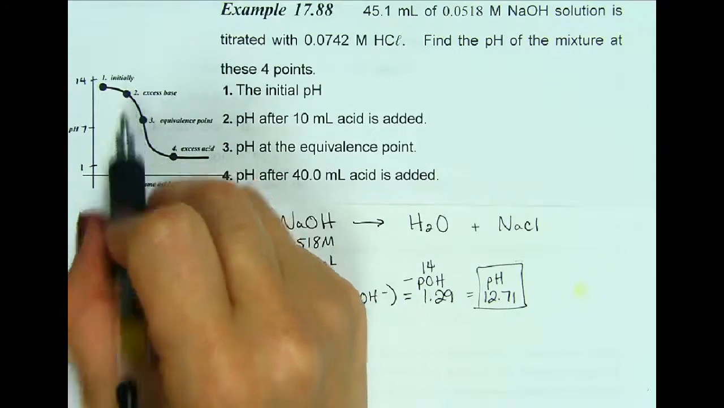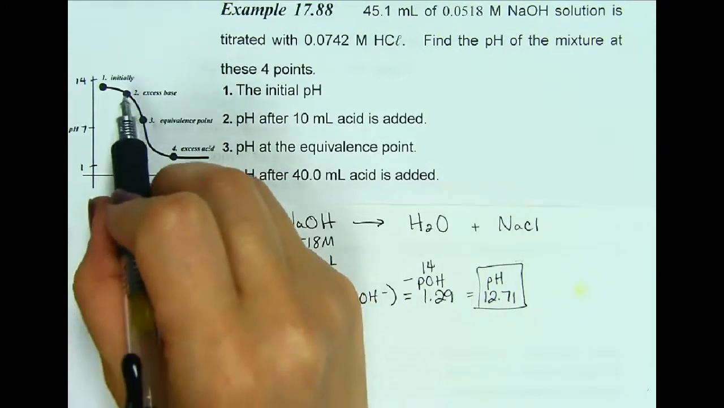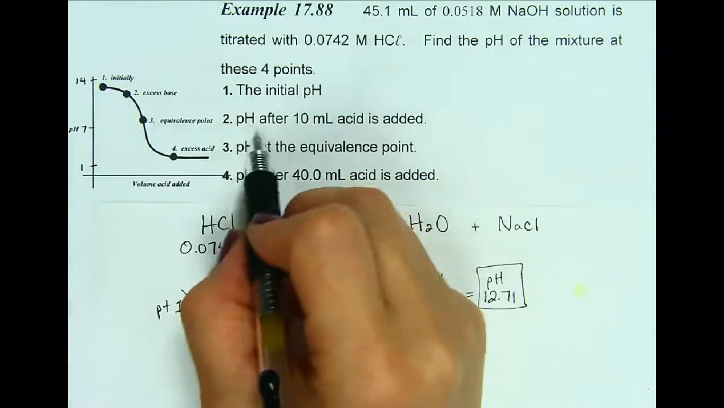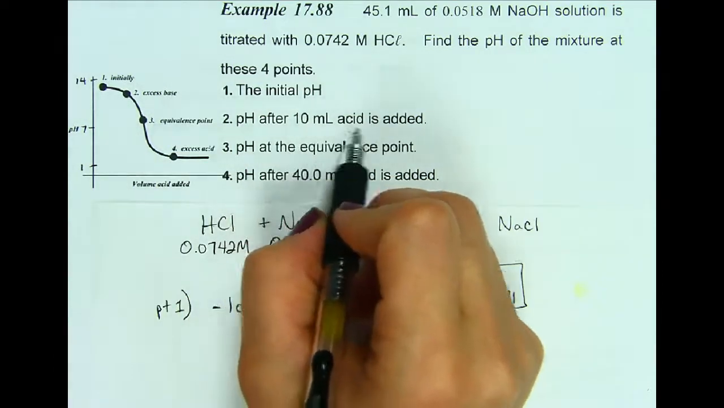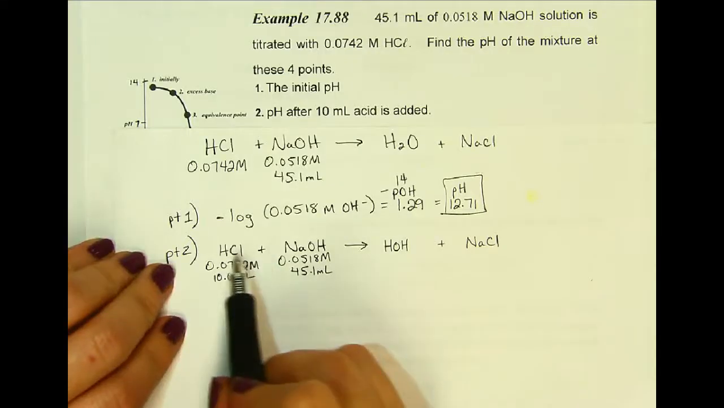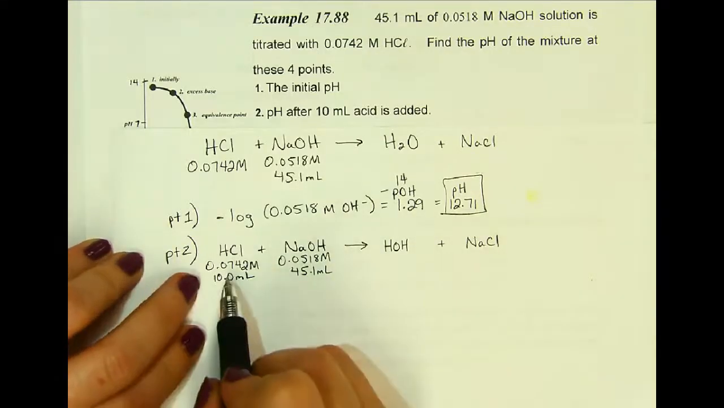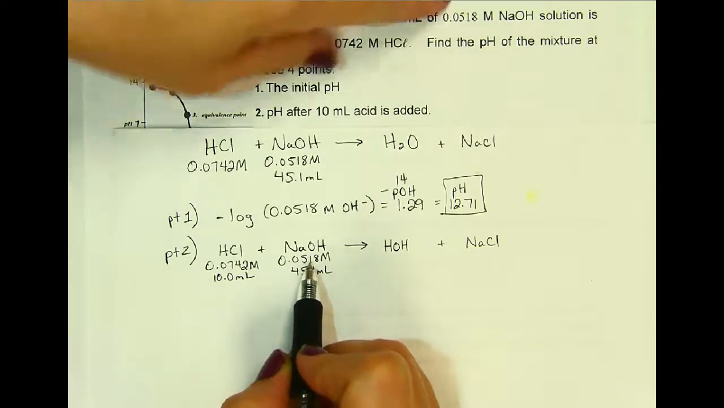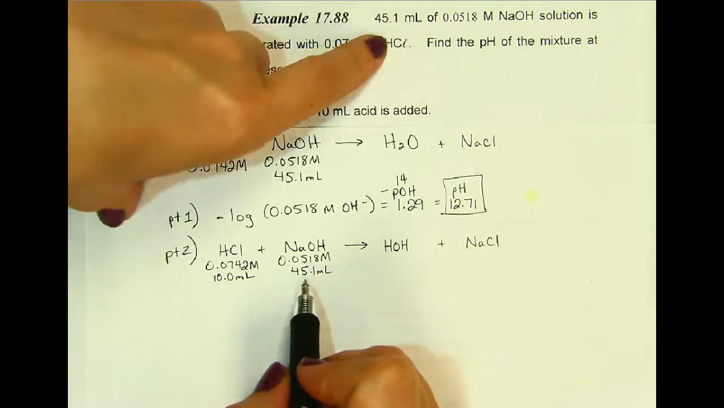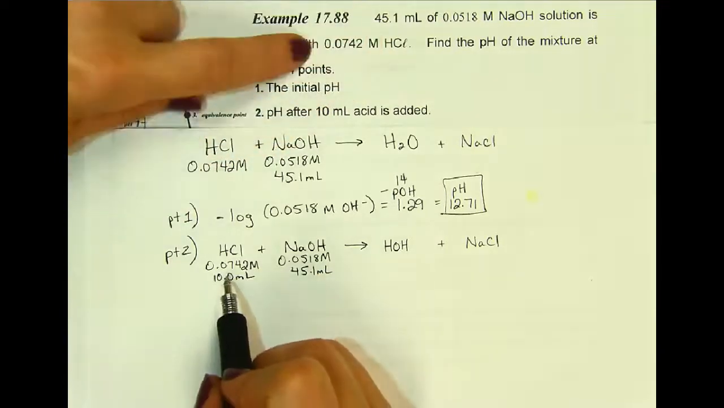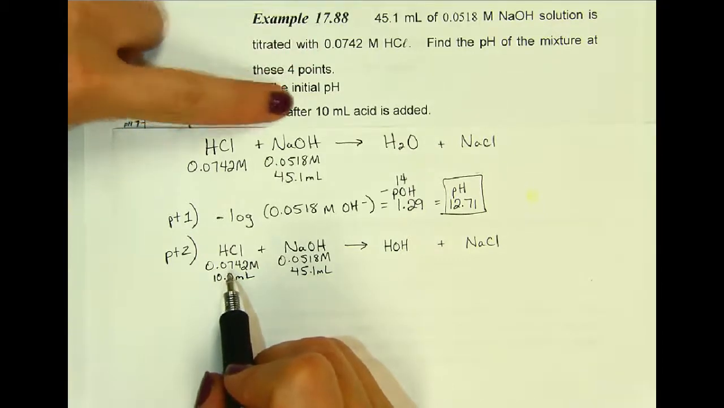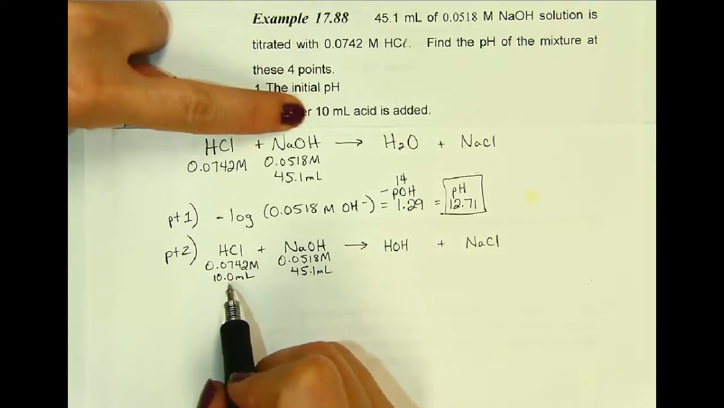So we have mostly base and a little bit of acid, and so what would be the pH around this point right here? And they tell us that we have 10 milliliters of acid that has been added. For point 2, I have rewritten the equation, and I wrote here that we started out with 0.0518 molar sodium hydroxide and 45.1 milliliters. Here we started out with 0.0742 molar hydrochloric acid, and at point 2 we've added 10 milliliters of the acid, and so I have that information right here.